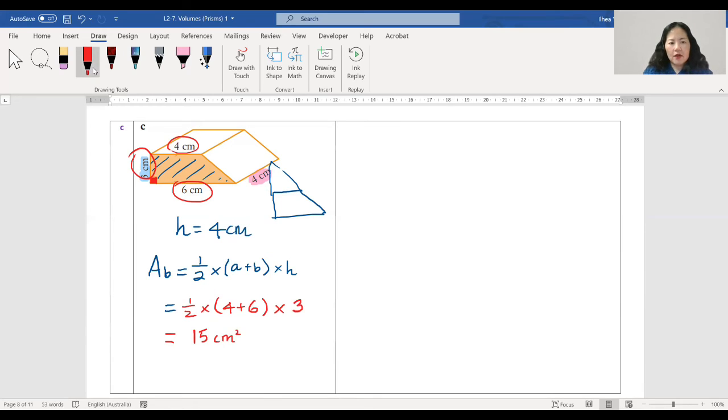Now I can find the volume. Volume equals area of base times height. So it will be 15 square centimeters times the height, which is 4 centimeters. You put that in your calculator, you will get 60 cubic centimeters.